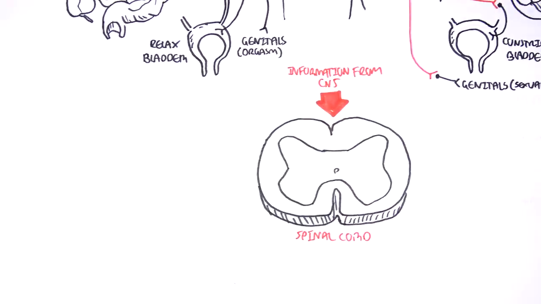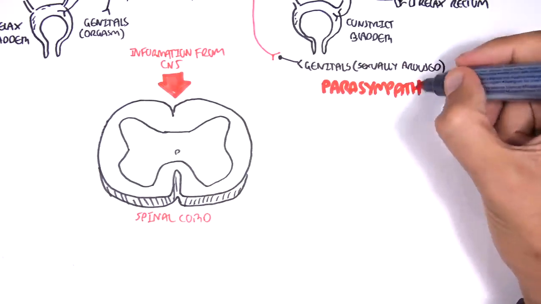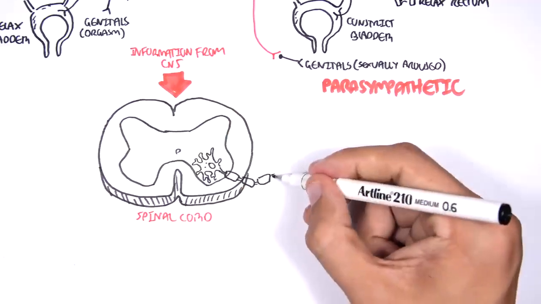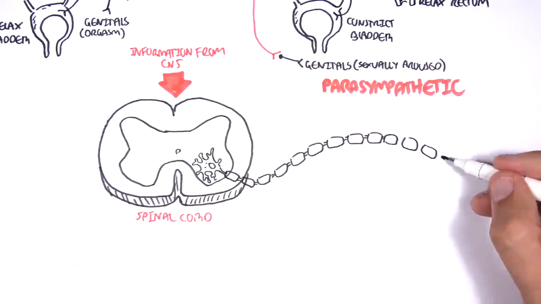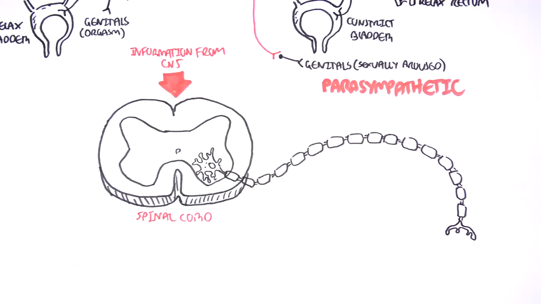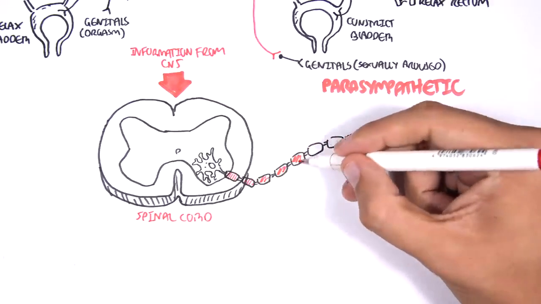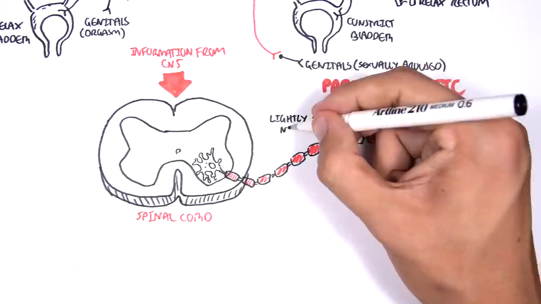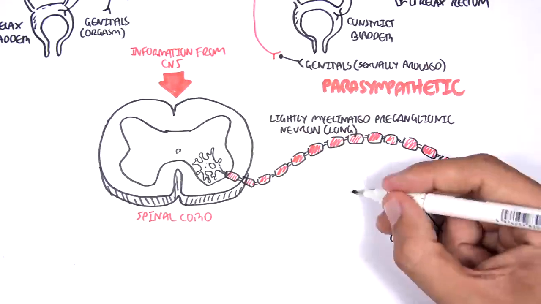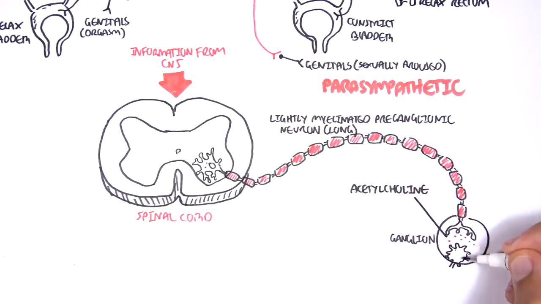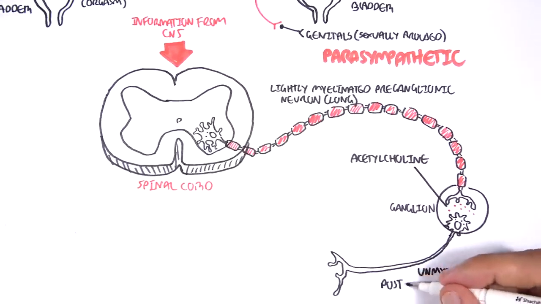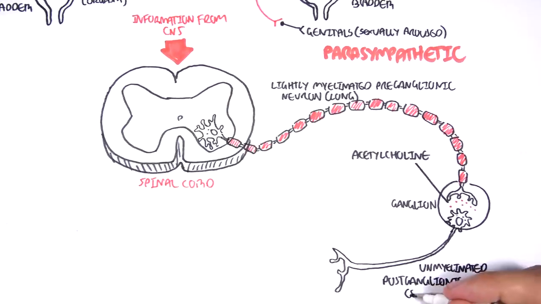Information from the central nervous system comes down and it will transfer this information to a preganglionic neuron, which in the parasympathetic nervous system's case is a lightly myelinated neuron, which is quite long. The preganglionic neuron will release the neurotransmitter acetylcholine, which will transfer this propagation of information to the postganglionic neuron, which is often unmyelinated and quite short.